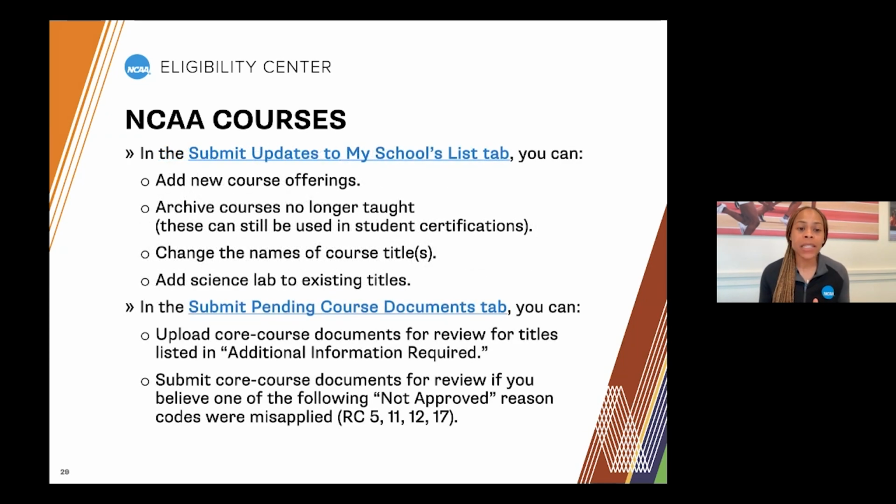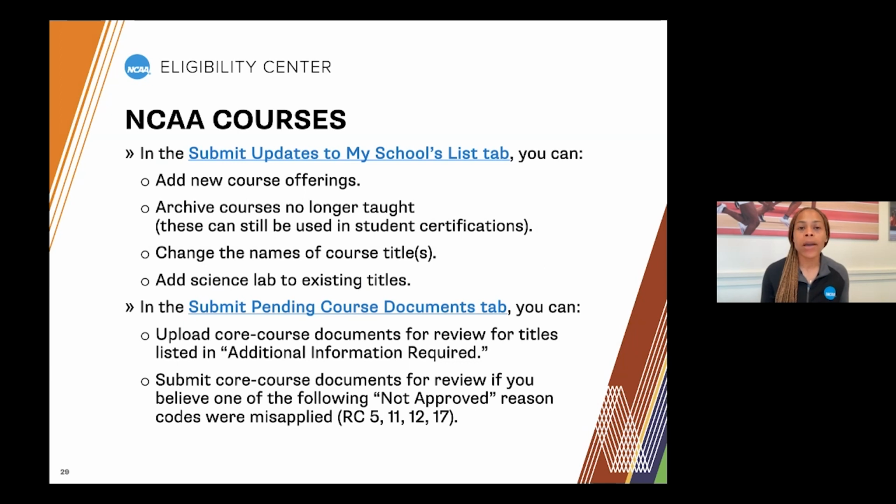Now, on the Submit Updates to My High School's List tab, you can add new course offerings. So if there are core courses that your school offers and you want to add those, you can add that under that tab. You can archive courses that are no longer taught. And I want to make sure that you understand that any archived courses, student athletes who took those previously, it will not hurt them. We will still be able to use those. An archived course just shows that that course is not offered at your school anymore. You can also change the name of course titles and add science labs to existing titles if you want to add a lab to a science course.